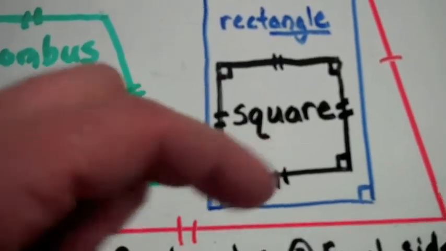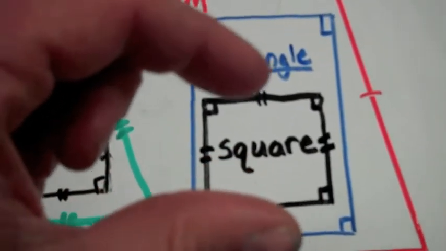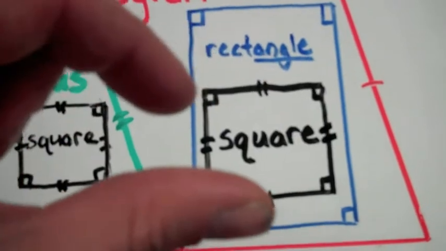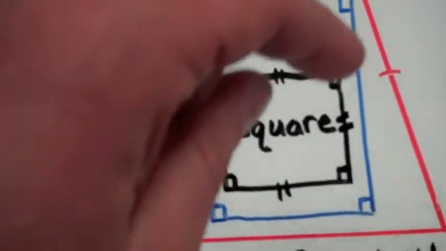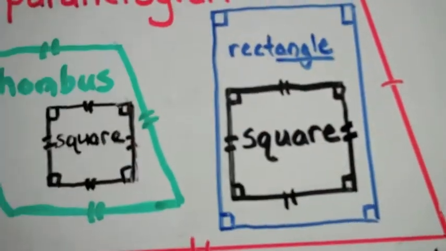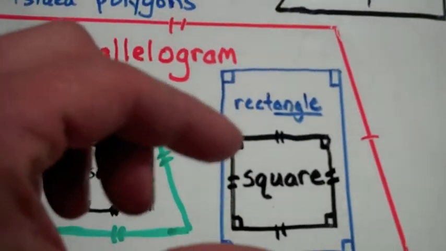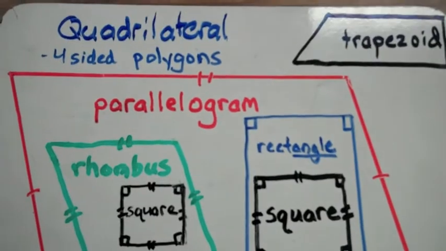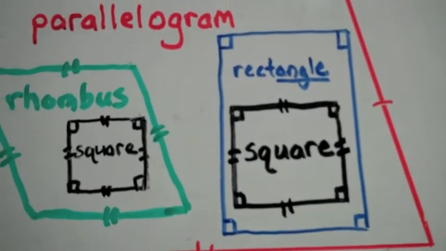The square is a rectangle because opposite sides are parallel, and it's a rectangle because it has four square corners, just like the rectangle. It's a parallelogram because its opposite sides are parallel. And it's a quadrilateral because it has four sides.